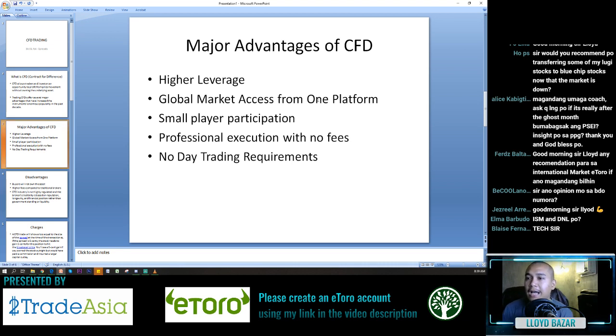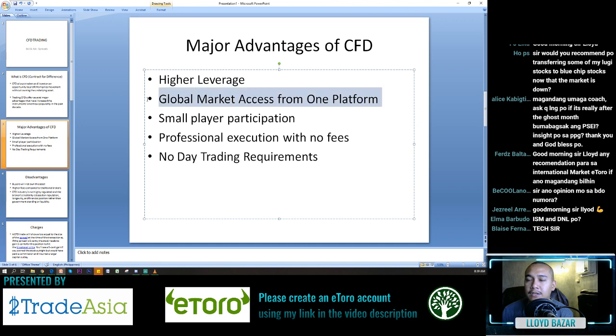Alright, global market access from one platform. One of the advantages also, we are in the Philippines. Dati hirap tayo sa international market. Number one, kasi wala pang CFDs. Meron na CFD pero hindi pa sila active dito noon. We are not able to trade international markets.